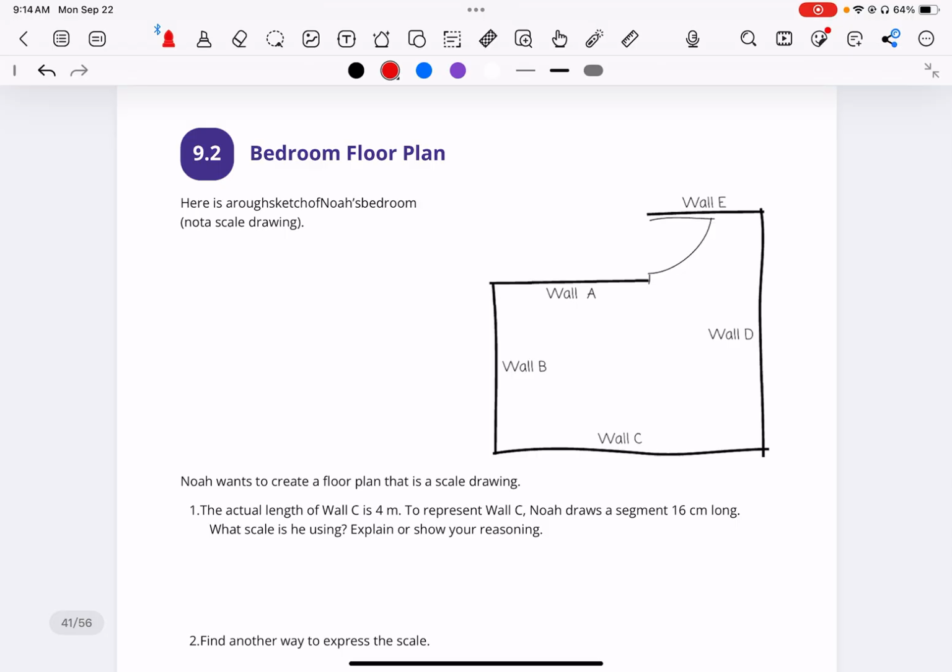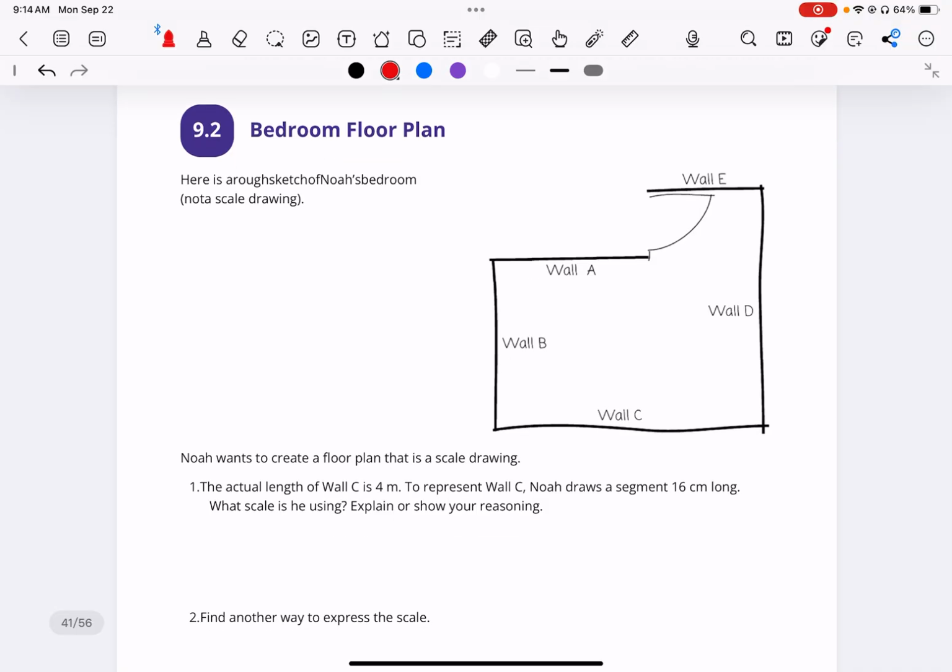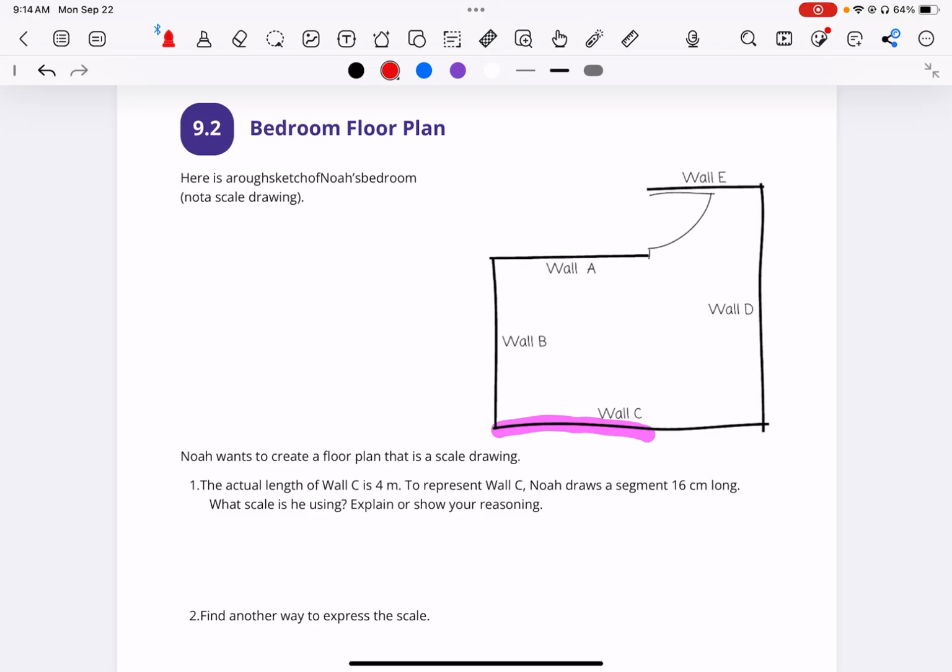So here we have a rough sketch of Noah's bedroom, and it's not a scale drawing. We notice this isn't a scale drawing because here we have a little bit of a curve to the wall, and his wall wouldn't be straight. Here, the walls extend past each other, which wouldn't make sense, and there's a little gap here for the door, so this is why it's just a rough drawing.